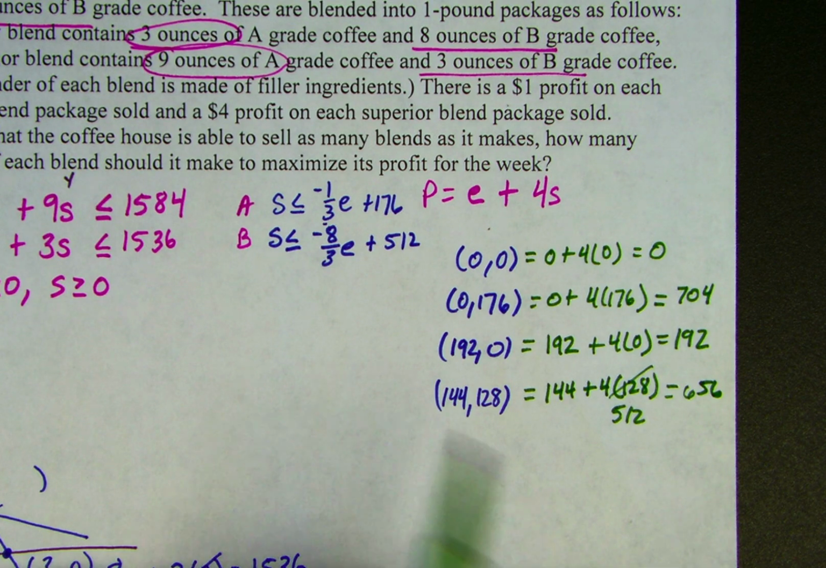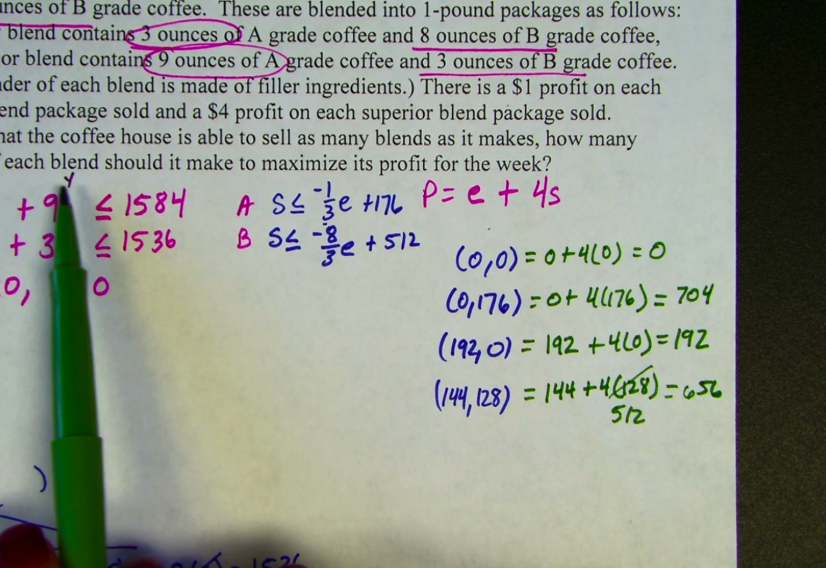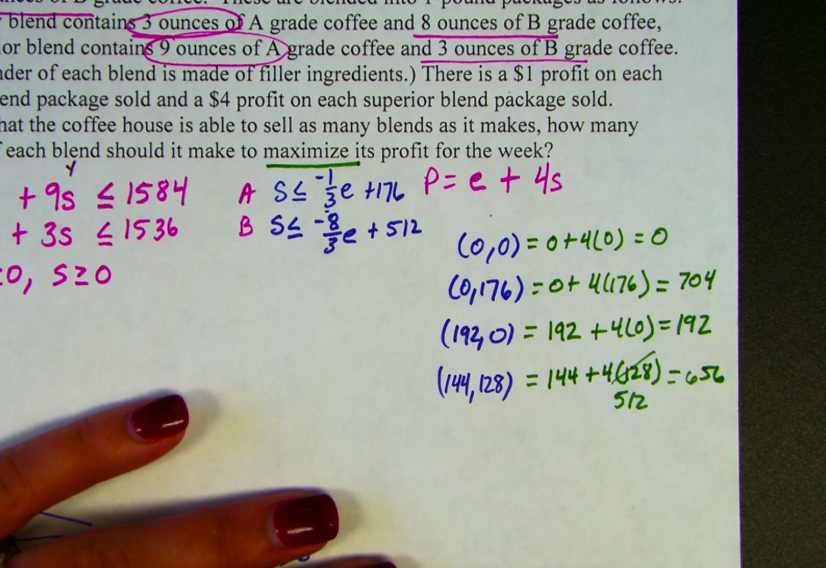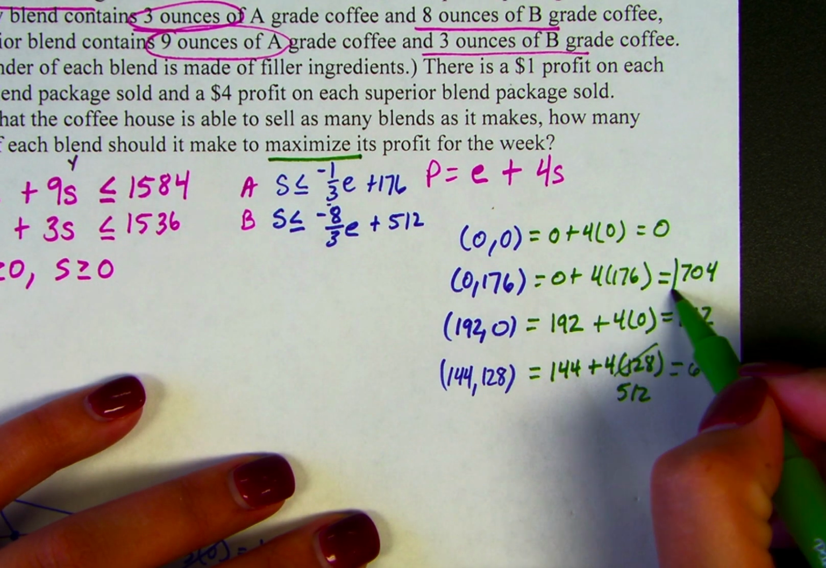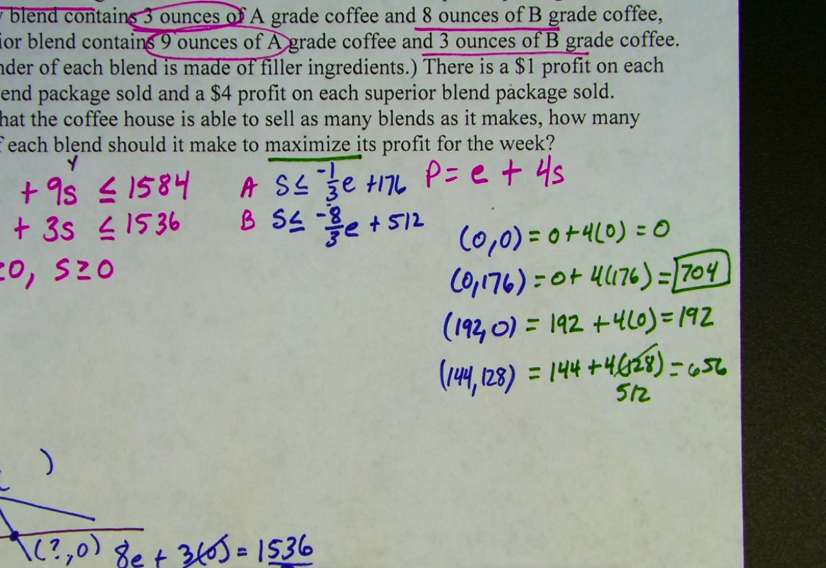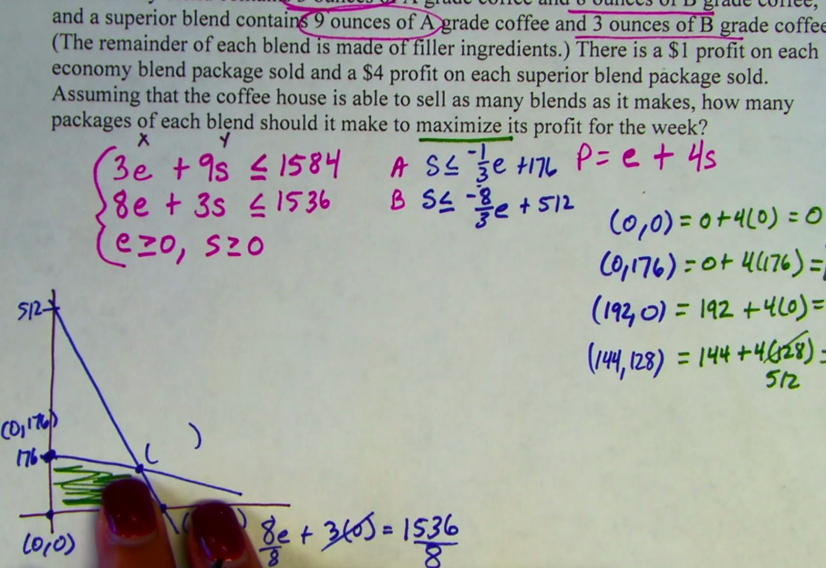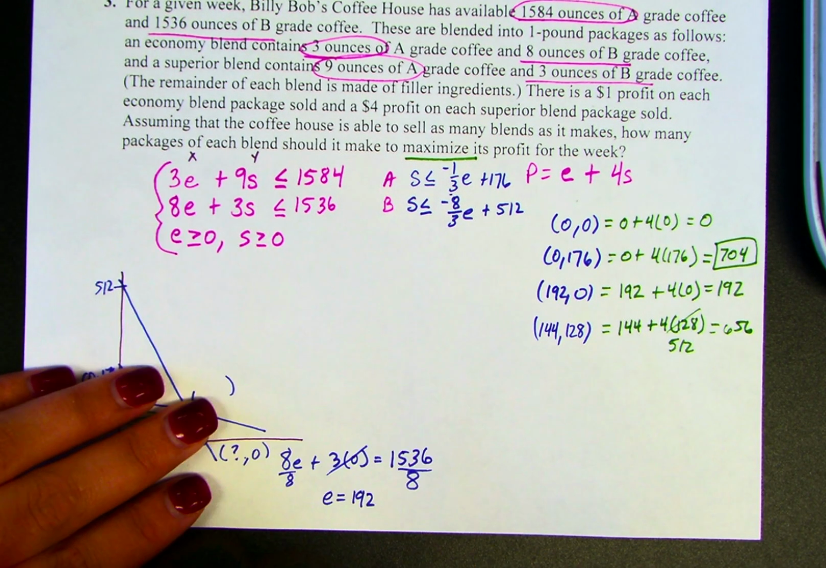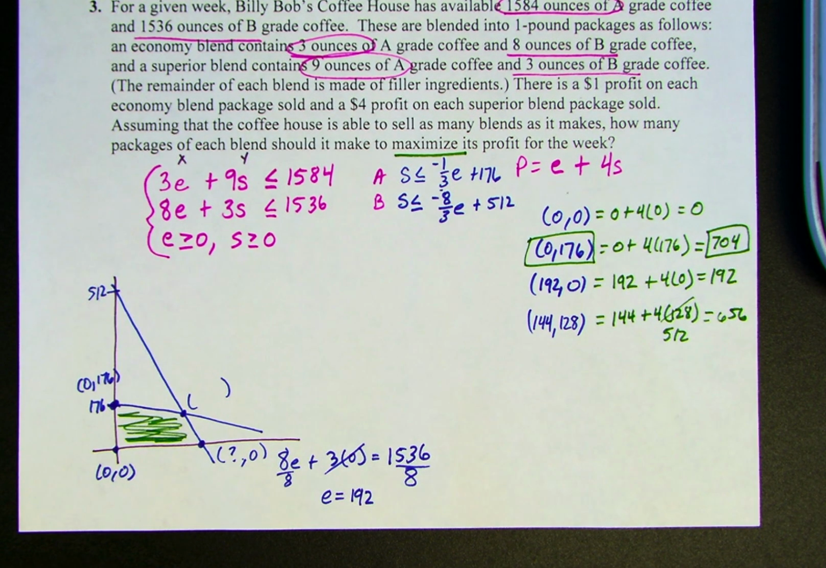Okay. Now, again, if we're trying to figure out if we want the smallest or the biggest, we have to go back and look at what our question is asking. So it's asking how many packages of each blend should it make to maximize the profit. So that's telling me I need to pick the biggest number. So that's going to be the 704. But on this problem, it's specifically asking how many of each package. So in this case, we actually really need to give the point as the answer.